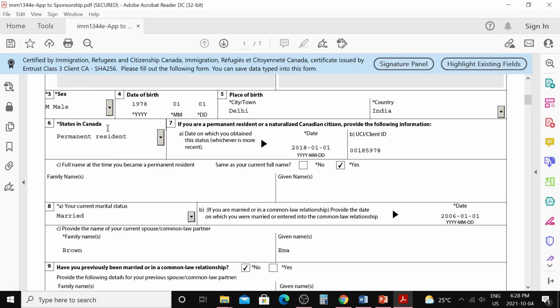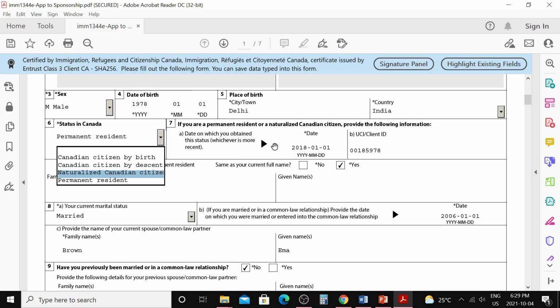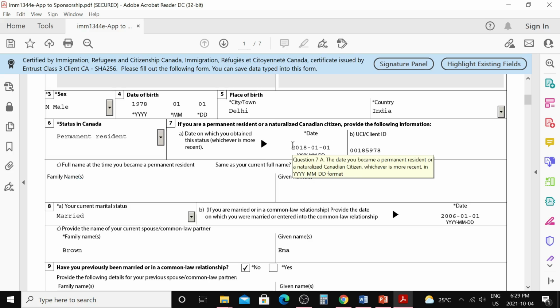Next is status in Canada. You can choose permanent resident if you are a permanent resident. Otherwise, if you are a citizen now, you can choose naturalized Canadian citizen, this option here. After that, you need to provide the date on which you became a permanent resident or a Canadian citizen, and then you need to provide here your PR card number or citizen certificate, your UCI number here.